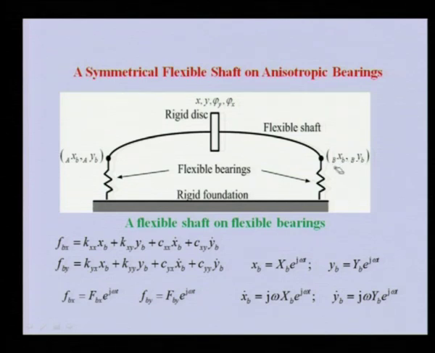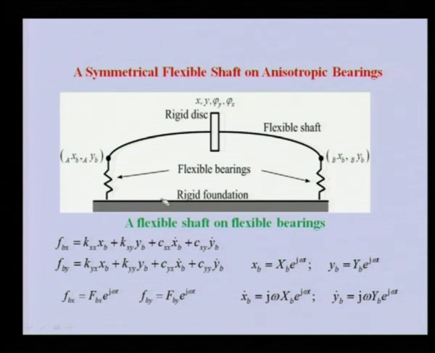The displacements are different at this end, because we are considering the left and right side bearings as having different properties. In this case, we are considering the foundation, that means the pedestal on which these bearings are mounted, as rigid. Subsequently, we will take the flexibility of the foundation also. So, in this case, the analysis will be in several steps.